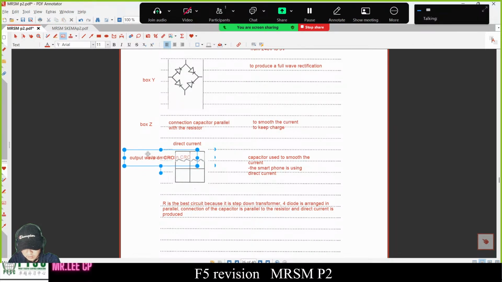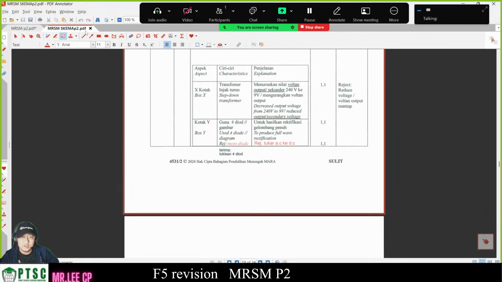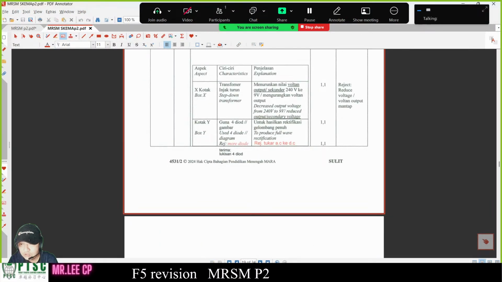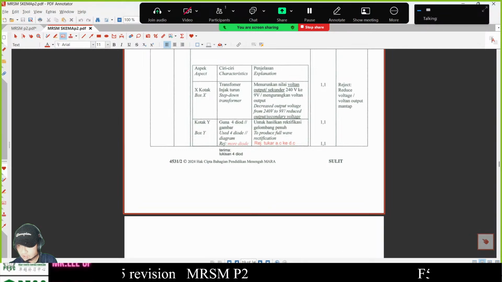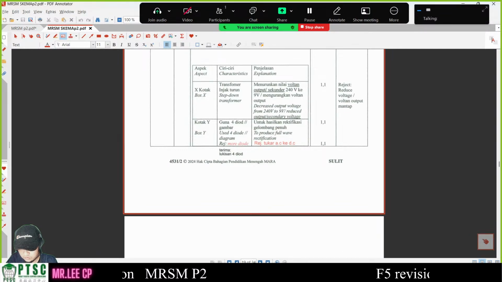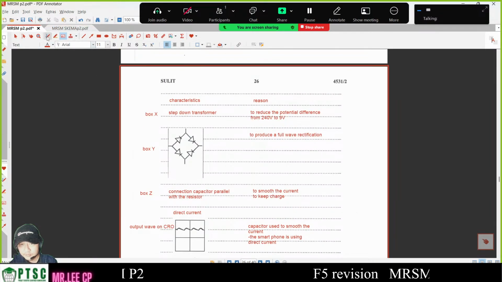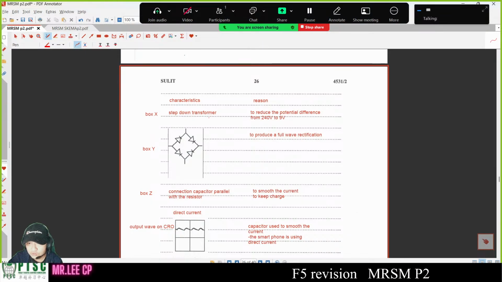Okay, I put it to here. Okay, so we see how they answer. So this one is step down. So decrease the output voltage from 240 volt to 9 volt, or reduce the output voltage or secondary voltage. So it is same as mine. So I'm okay. I am going to mark this one.